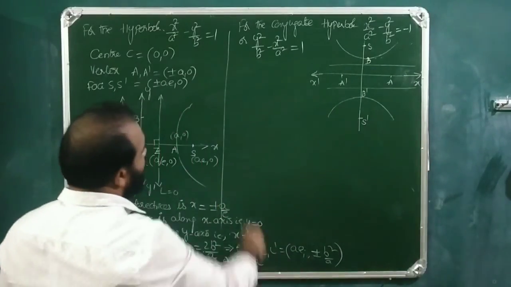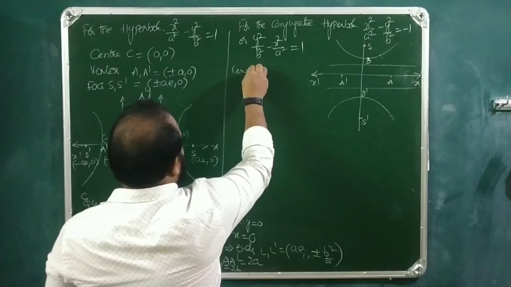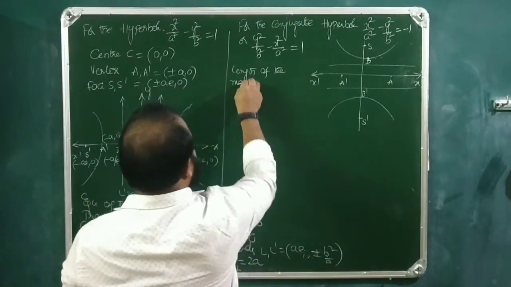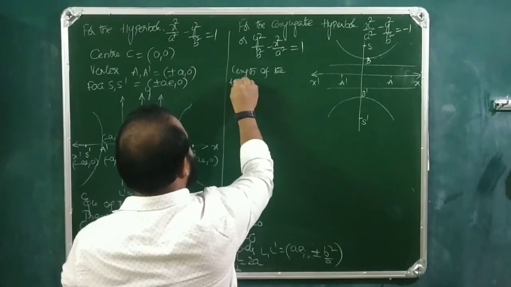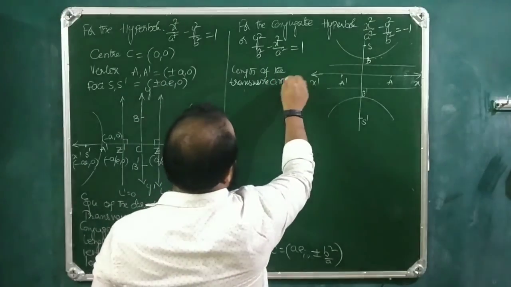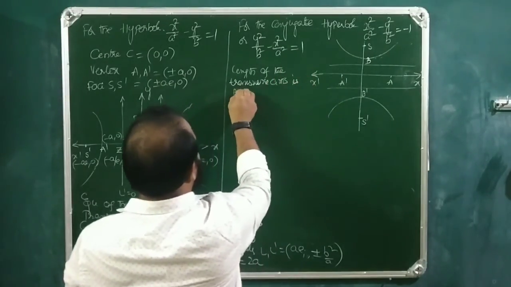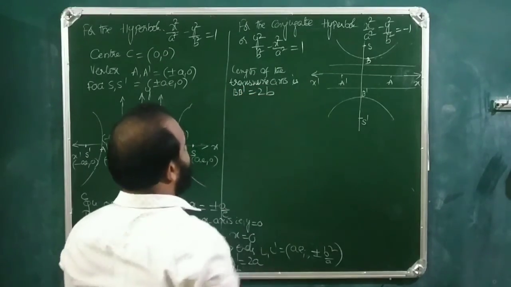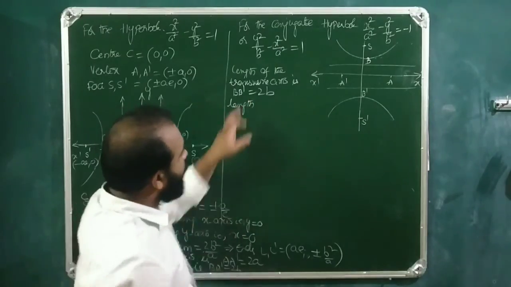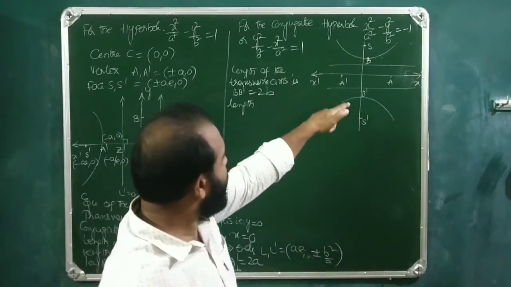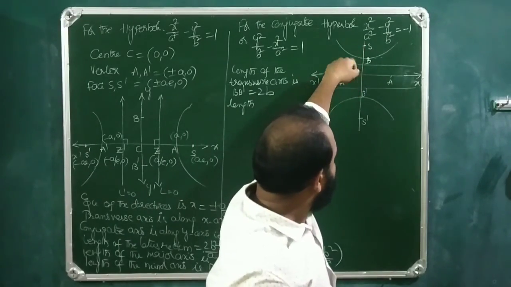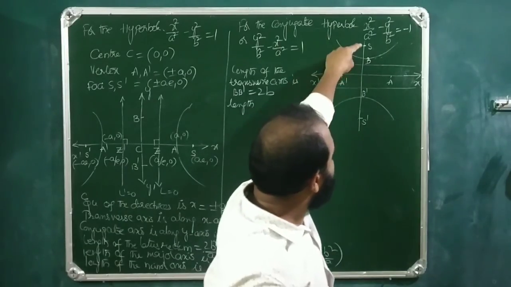So length of the major axis, length of the transverse axis, BB dash is equals to 2b. Length of the, what is transverse axis? On which the y-axis, on which transverse axis means the line which is passing through the focus.